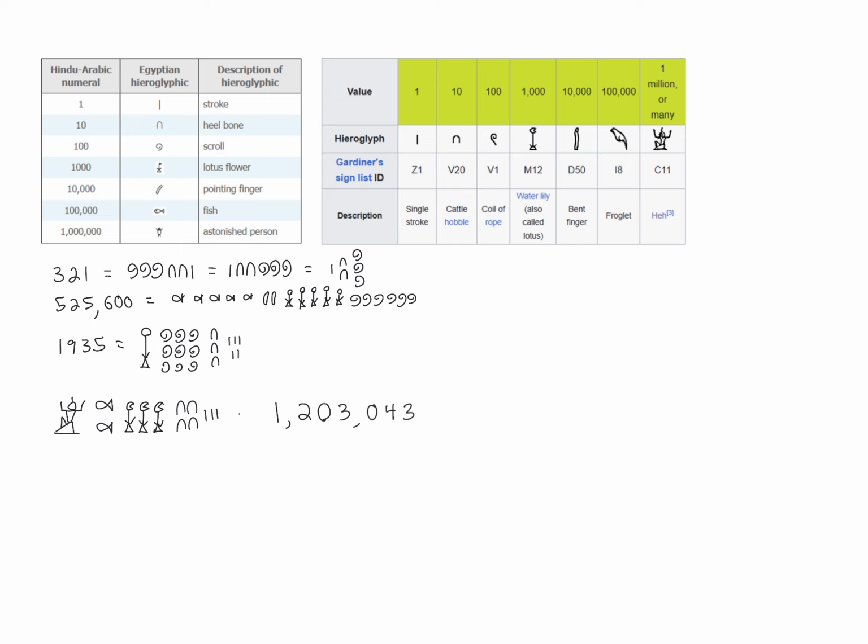And so this is equal to 1,203,043. We have to be careful and not just write 1, 2, 3, 4, 3, because then we would be missing out on a couple of digits, and these things wouldn't be in the right place value. So when we're going from Egyptian numerals to Hindu-Arabic numerals, we have to be very careful about making sure that everything is going in the right place.